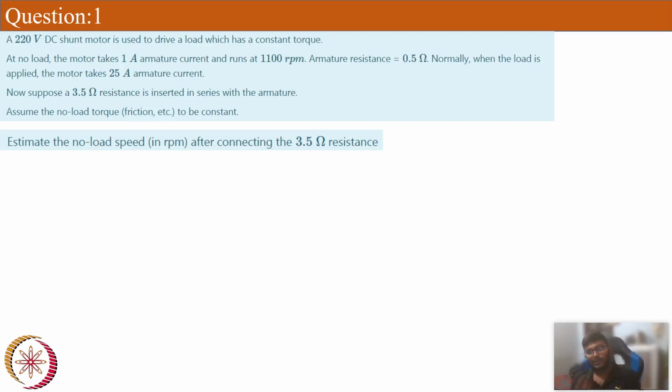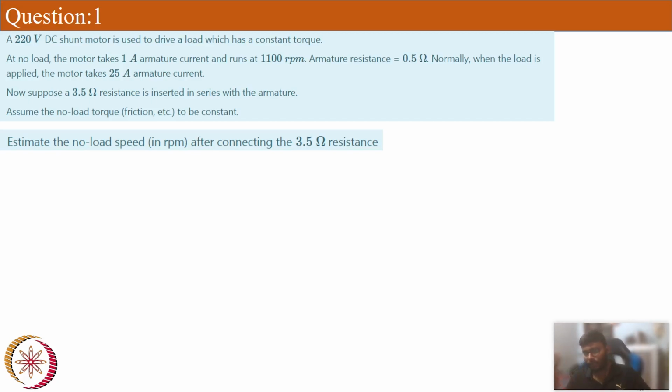So again, last week we solved some basic problems on the DC shunt motor, where we calculated the induced EMF for the no load condition first, and also for some loaded condition. In the same manner, here we are provided with a no load condition first. It says that under no load condition, our armature is taking only 1 amp.